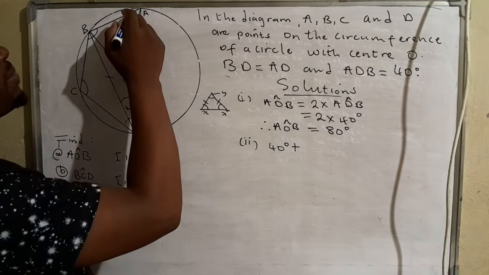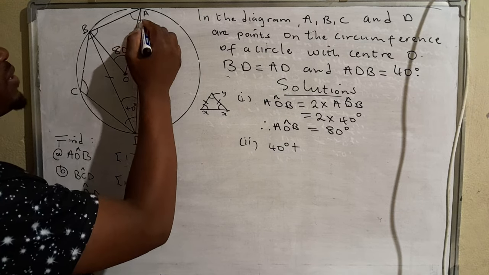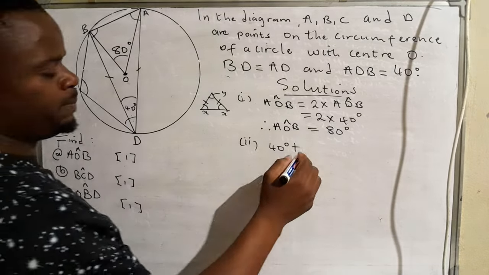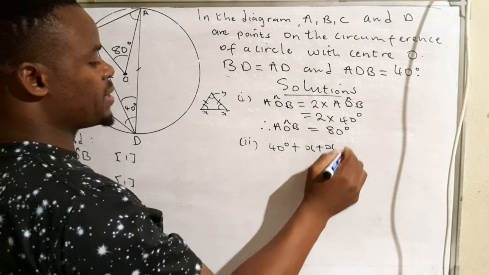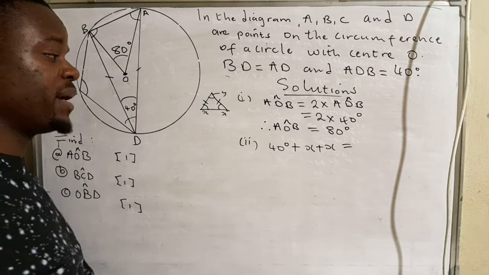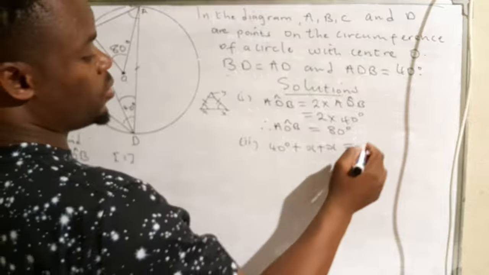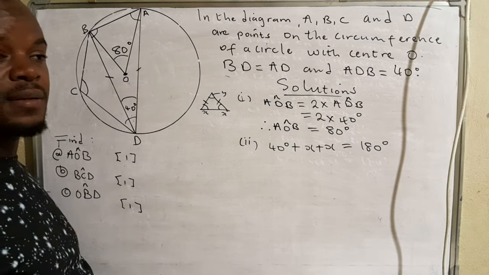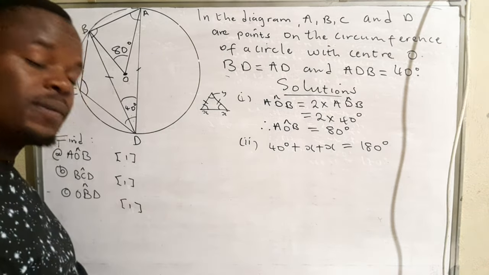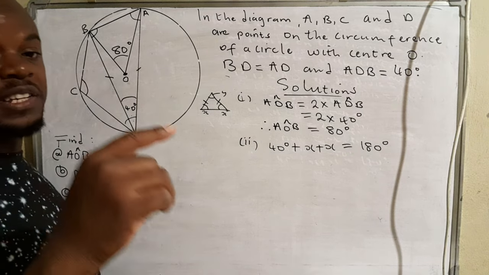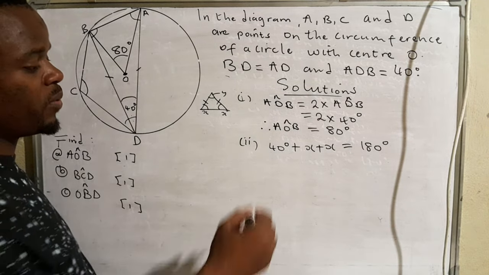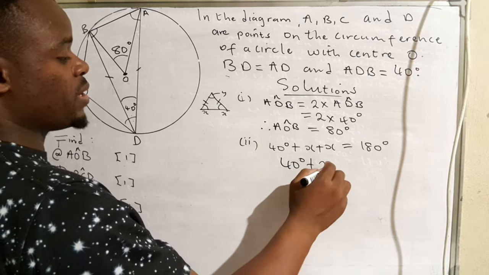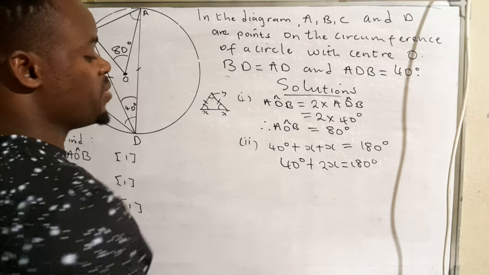So then we are going to name these base angles, from here to there, and from here to there, as x and the other one x, since we don't know the values. Should equal 180. This has actually been formulated through the theorem that angles on the inside of a triangle add up to 180. So let's finish up this. 40 degrees plus x plus x, that is 2x, which is equal to 180 degrees.